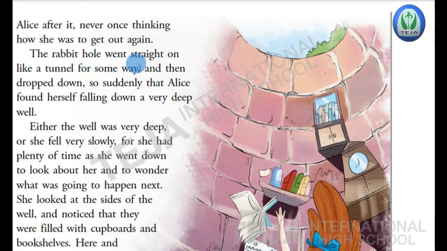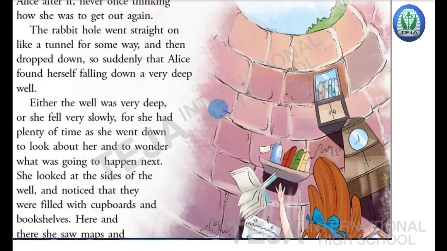The rabbit hole went straight on like a tunnel for some way and then dropped down, so suddenly that Alice found herself falling down a very deep well. Now the rabbit hole went straight. The hole is very straight.